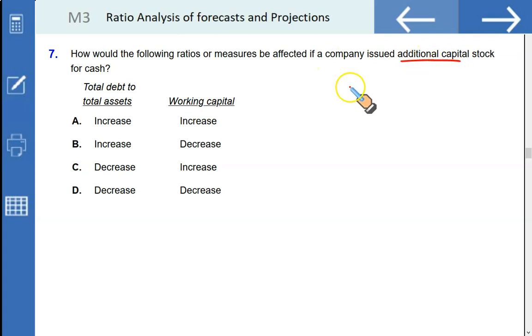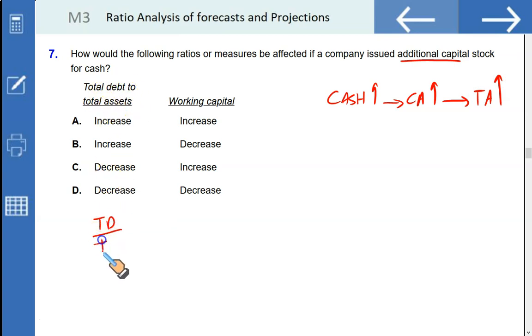When additional capital stock was issued for cash, the cash balance goes up, which means current assets go up, which means total assets go up. Total debt to total assets: since total assets are going up, the denominator is increasing, that will cause the ratio to fall. Working capital: since current assets are increasing, and we know working capital is equal to current assets minus current liabilities, when current assets go up, working capital goes up. So it's going to be decrease, increase, that is C.